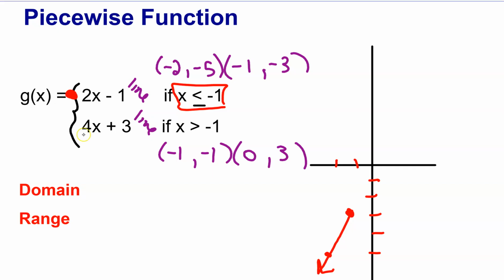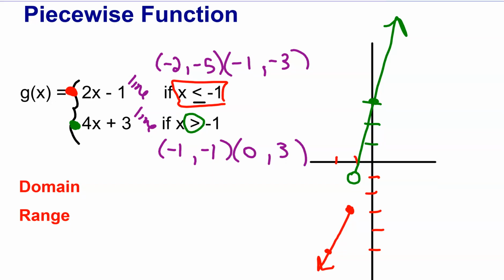The second one, I'll mark it green. My left bound on this one is -1, -1, and it's not going to include it. So it's going to be an open circle because of that. And then my next one is 0, 3. That's going to be right there. And again, that is a line. So I want to make sure that looks like a line.